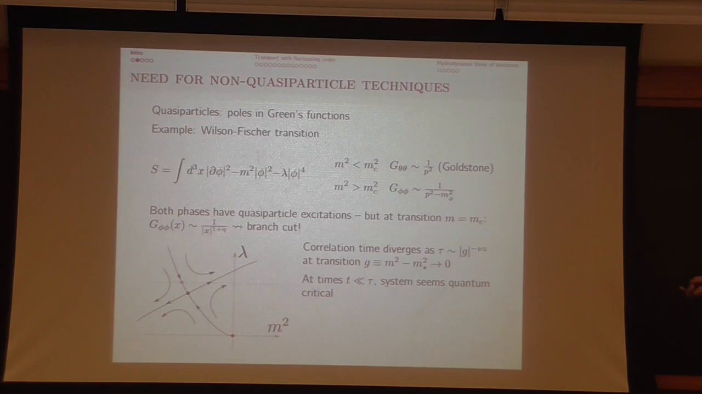This is an example of a region in parameter space where there's no quasi-particle. There's definitely no quasi-particle description of this point. So you may say that it's a very fine-tuned point, and indeed it is. But the important point here is that as the temperature is increased, the parameter region that's described by this quantum critical theory is enlarged.